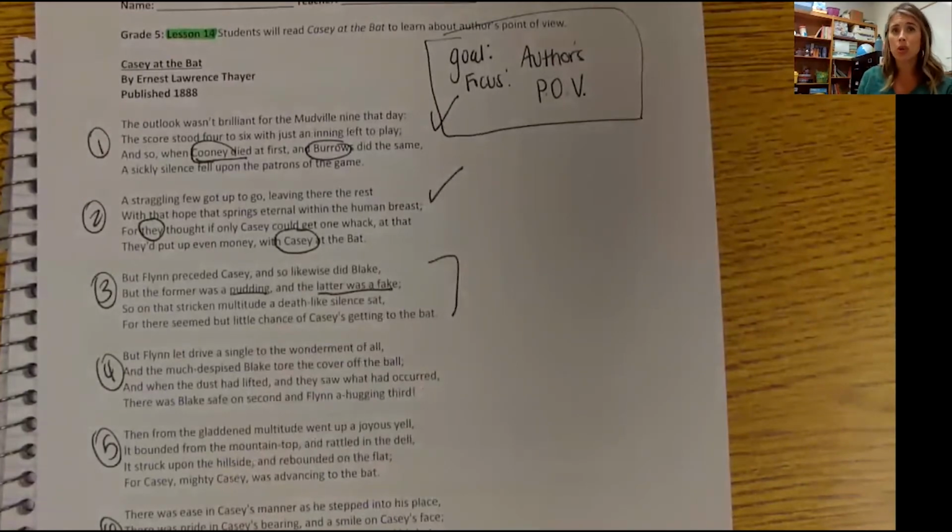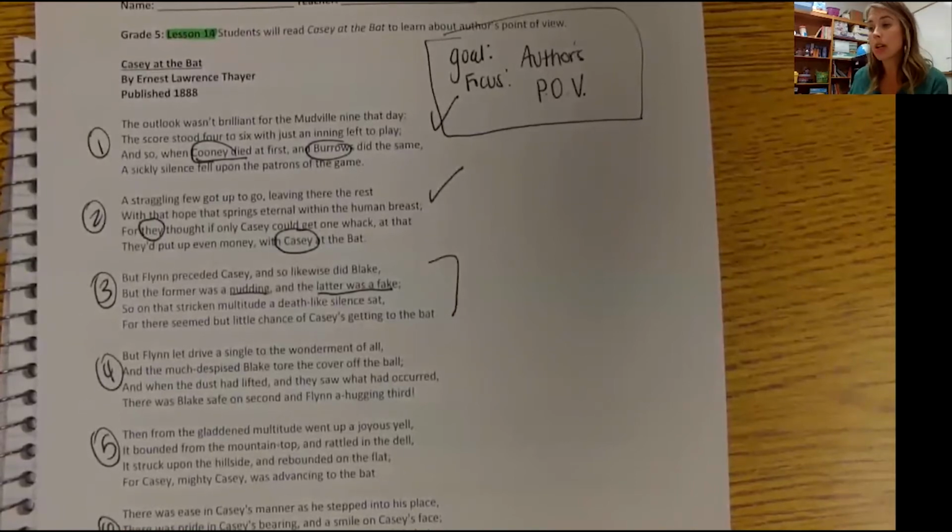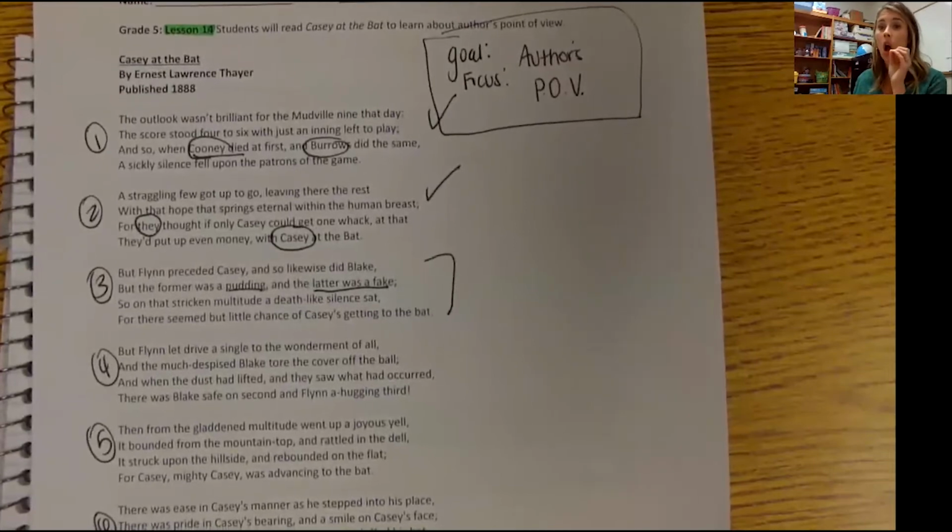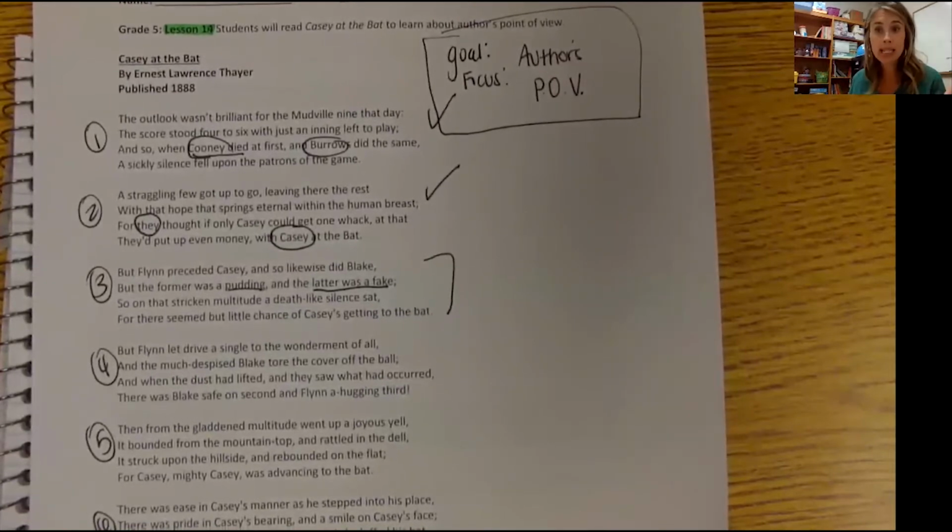Those aren't good descriptions for players that are about to bat. So I want us to make a note, and in your next bullet point, he doesn't think that Flynn and Blake are good baseball players. Let's write that down. Remember, this is the author's point of view. Casey doesn't think they're not good. The fans don't think they're not good. It's the author because he uses those words and phrases.